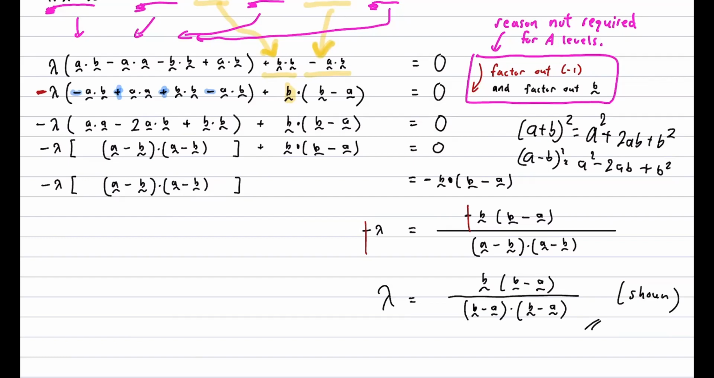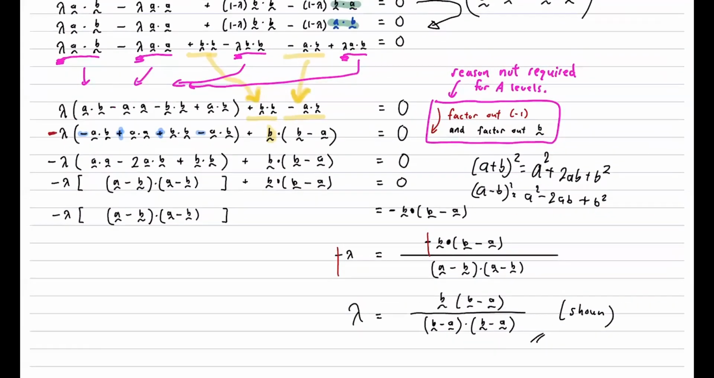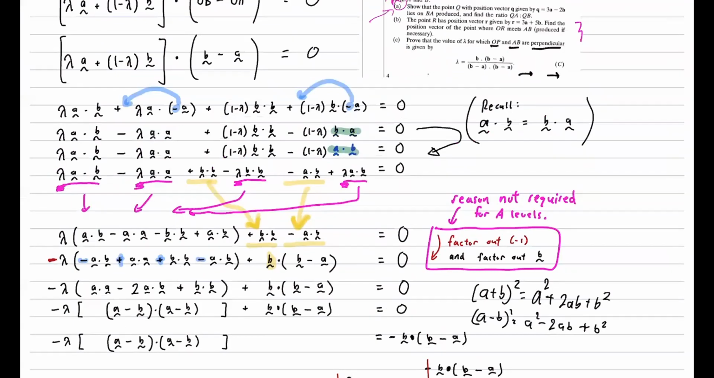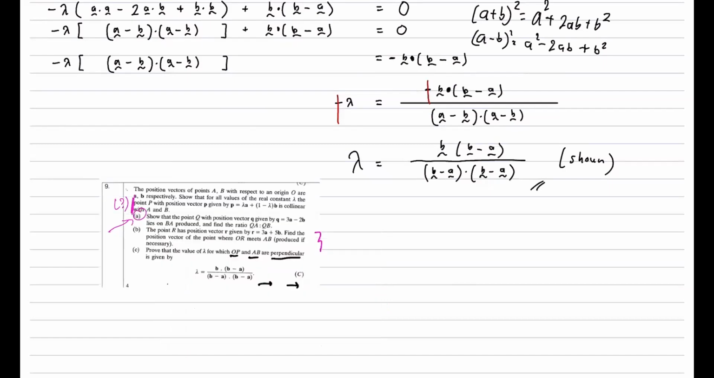I multiply already. So I get B dot with B minus A over A minus B dot A minus B. But the question actually requested for B minus A dot B minus A. Which means I just need to realize that in the denominator, A minus B dot A minus B, I can factor out -1 from both of them. I'll get B minus A dot B minus A times -1 times -1. What's -1 times -1? It's just +1. So that means it will be equal and then we are done.